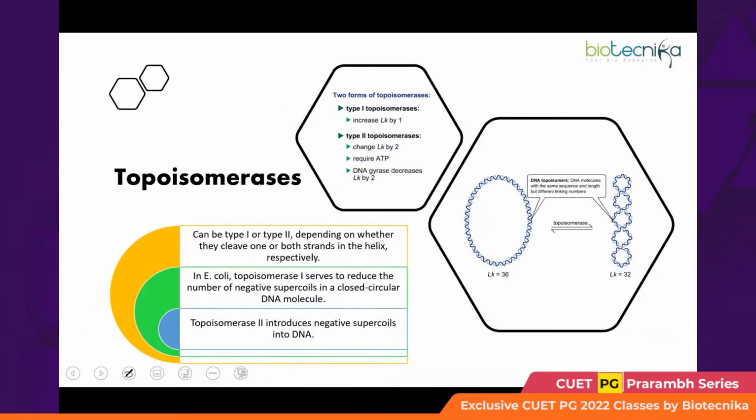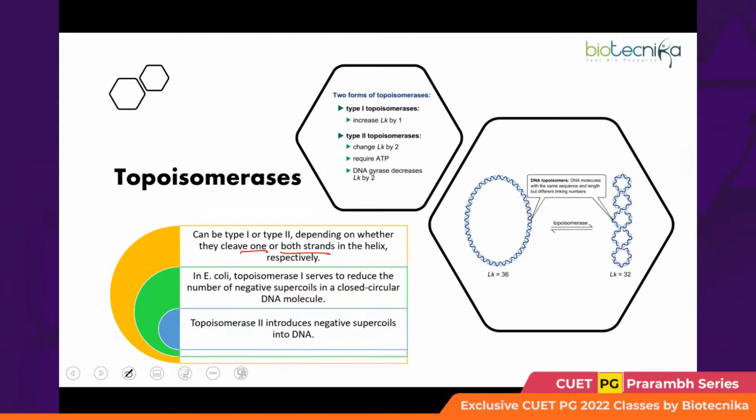Okay, so just have a little bit idea about what is topoisomerase. There can be two types of topoisomerase, type 1 and type 2, and that will depend on whether they cleave one or both strands in the helix respectively. Topoisomerase is responsible for supercoiling.